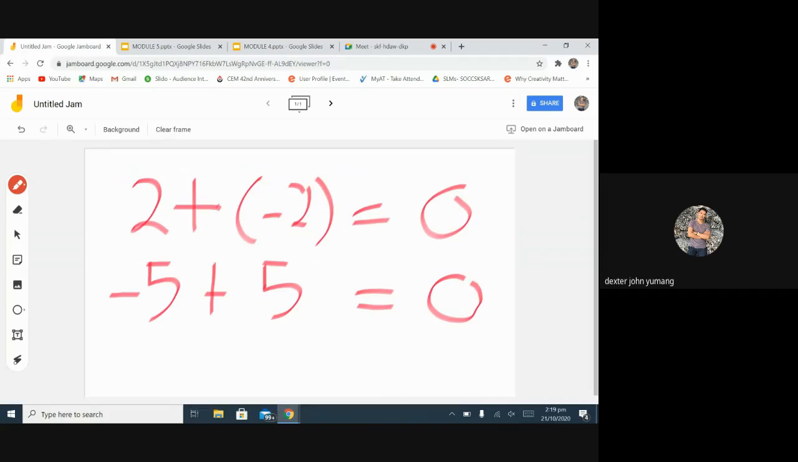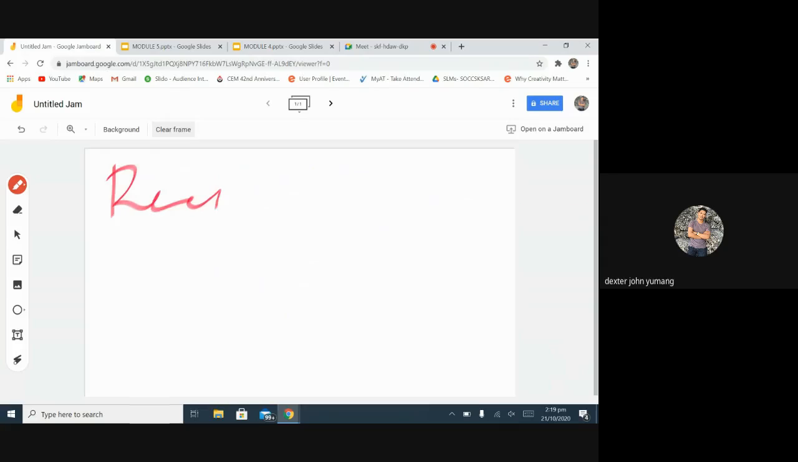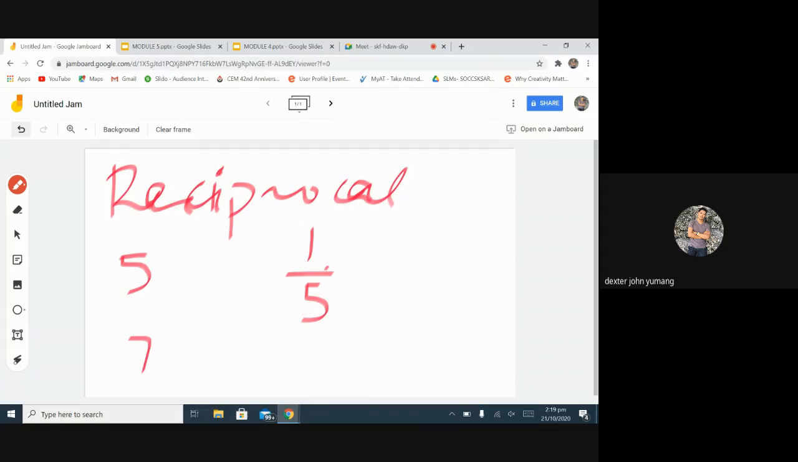Example, reciprocal. So, ang reciprocal ganito po. 5. Ang reciprocal niya is 1 over 5. Ganun po. Next. 7. Ang reciprocal niya is 1 over 7. Next. 2/3. Ang reciprocal nyo po is 3 halves. Ganun po. Yan po ibig sabihin ng reciprocal.